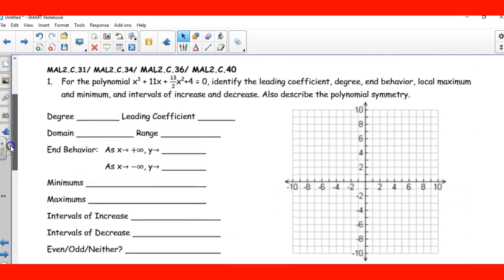Alrighty, let's look at number 1. It says for this polynomial right here, identify the leading coefficient, the degree, the end behavior, local maximum and minimum, the intervals of increase and decrease. Also describe the polynomial symmetry, okay? So first thing I want to do is go ahead and graph this thing.